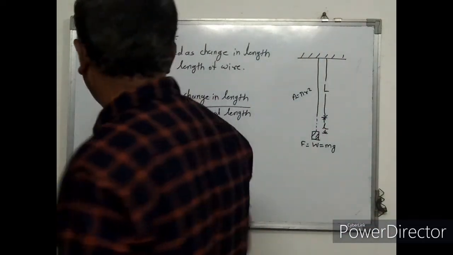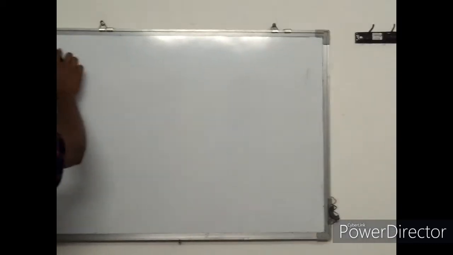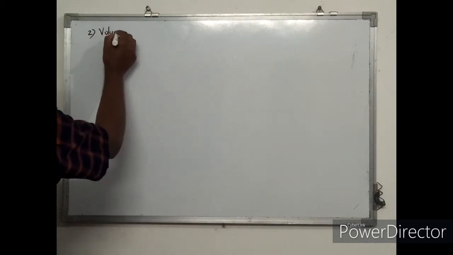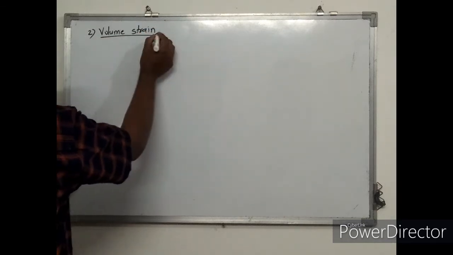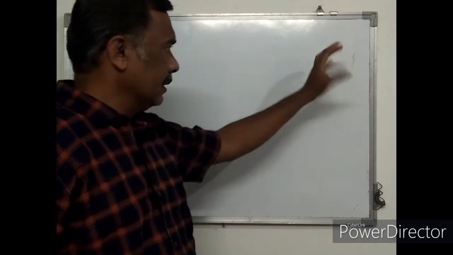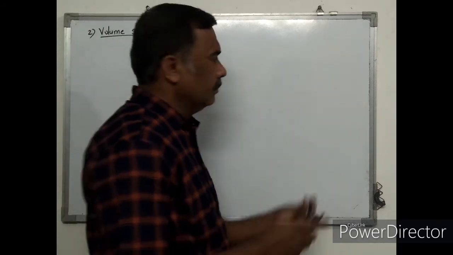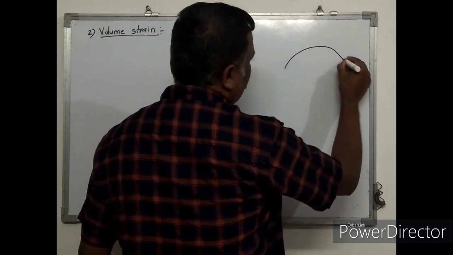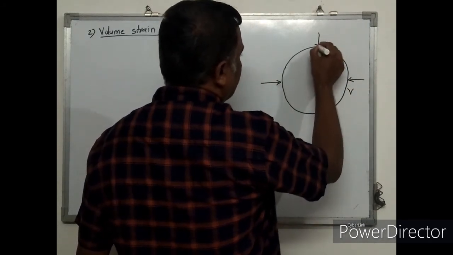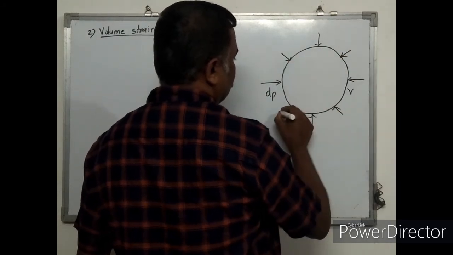Second type is volume strain, right? Same diagram which is used for volume stress is repeated here. जो व्हॉल्यूम स्ट्रेस बघण्यासाठी आपण जी डायग्राम ड्रॉ केली होती तीच डायग्राम इथं आपल्याला रिपीट करायची आहे. बघा, एक बलून घेतला होता ऑफ व्हॉल्यूम V, राईट? त्याला सगळ्या बाजूने फोर्स किंवा प्रेशर दिला होता, डीपी इतकं. आणि डीपी इतकं प्रेशर दिल्यानंतर तो कॉम्प्रेस झाला होता.